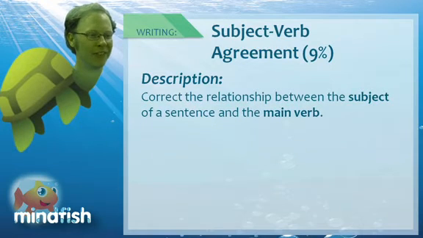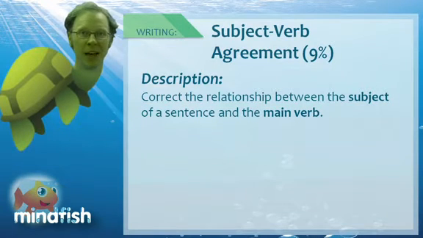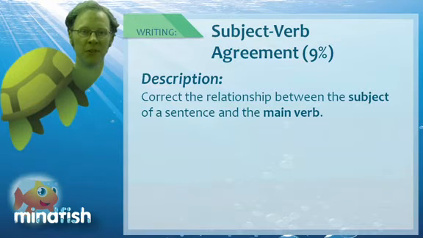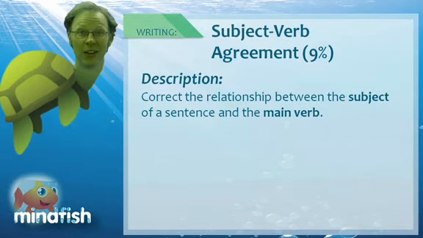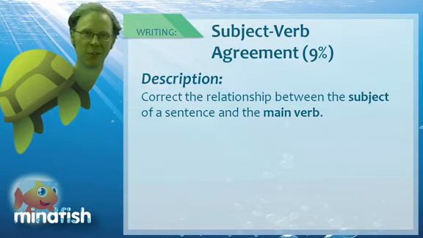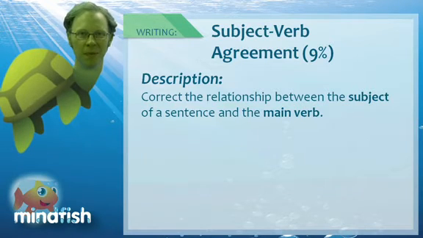Subject-verb agreement questions ask you to either identify bad relationships or fix bad relationships between the subject of the sentence and the sentence's main verb. The issue with subject-verb agreement questions is always an issue of number. If the subject is singular, we need a singular verb. If the subject is plural, we need a plural verb.